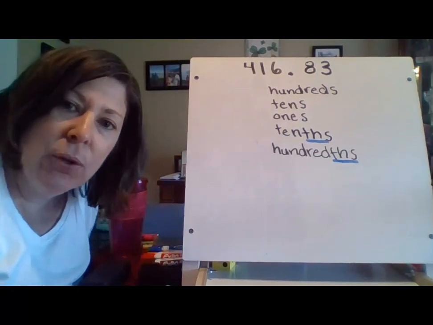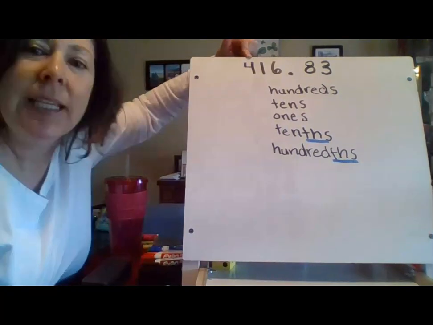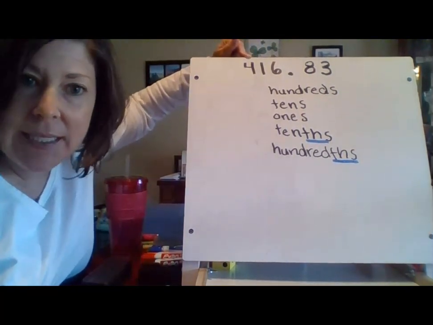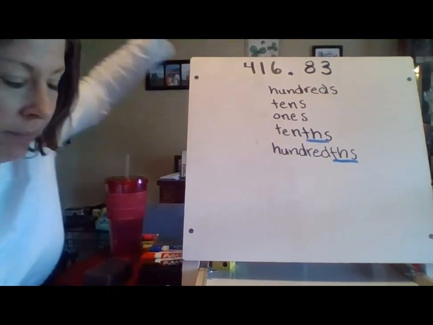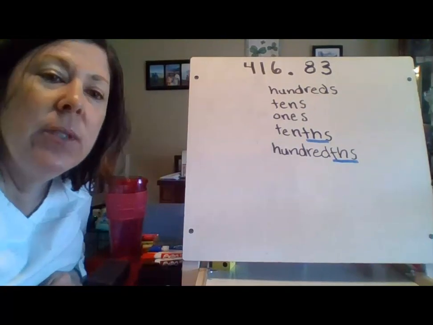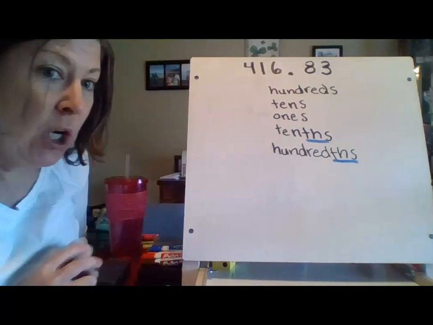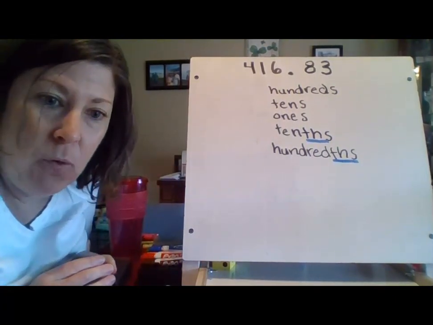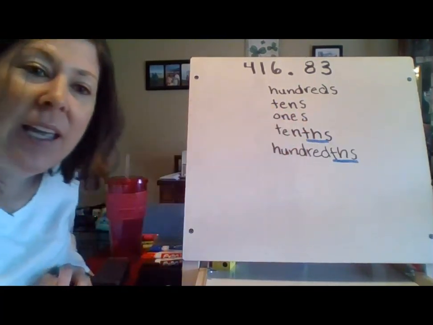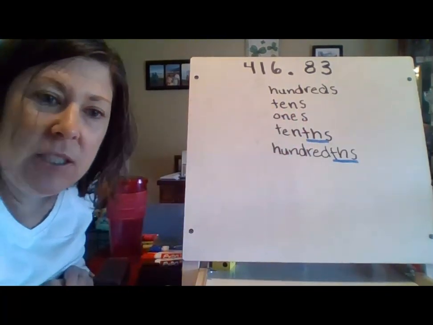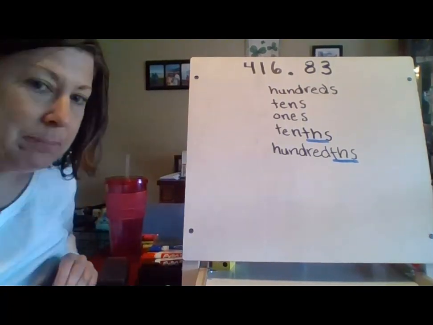Now let's move on to another example. So if you look at number 2, you have a place value chart, and the place value chart has this number in it, 416 and 83 hundredths. And they want you to use that place value chart to find the value of each digit. Remember when we talk about expanded form and we're stretching out and expanding the number, every digit gets to shine. So we want to know the value of each and every digit.